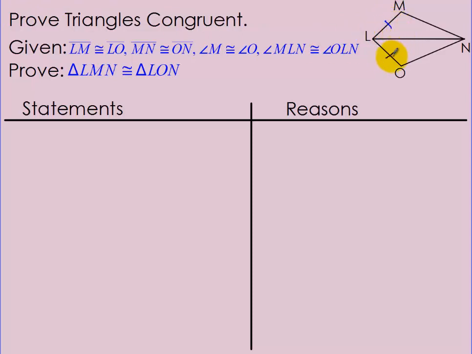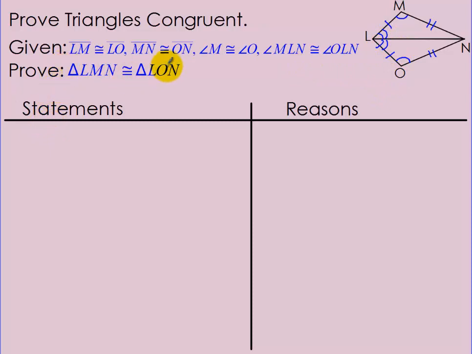Good. Now we also know that segment MN is congruent with ON. So MN, I'm going to put two ticks, is congruent with ON. Measure of angle M is congruent with measure of angle O. So I can do one arc for M is congruent with O. And the last one, MLN is congruent to OLN. So MLN, I'll put two arcs, is congruent with OLN. So I'll also put two arcs. Okay, so that's all our given information.